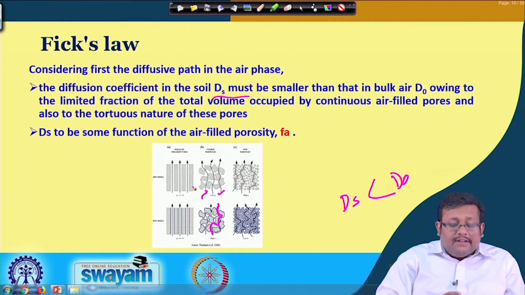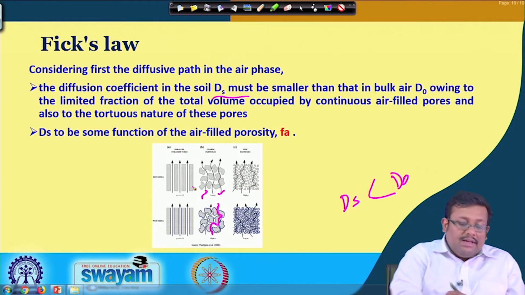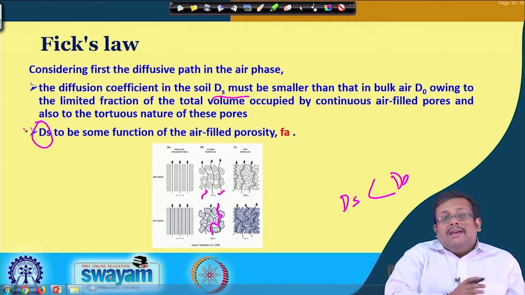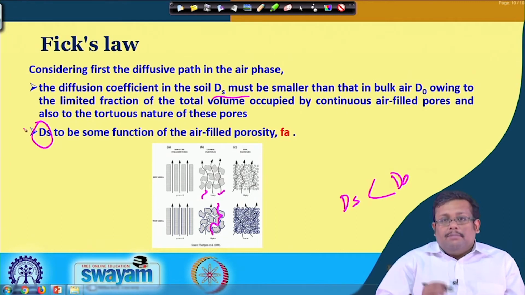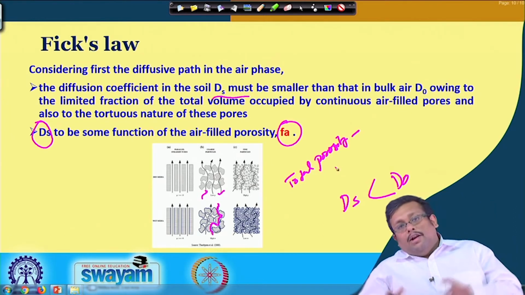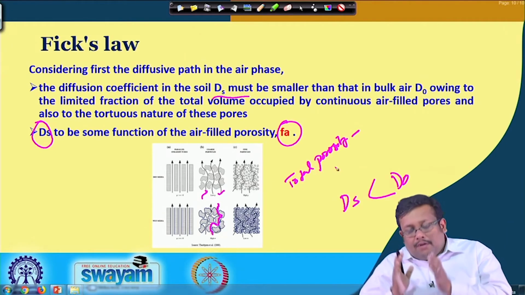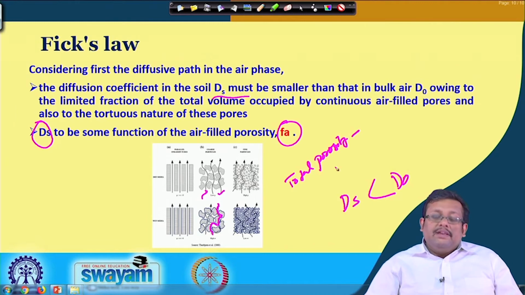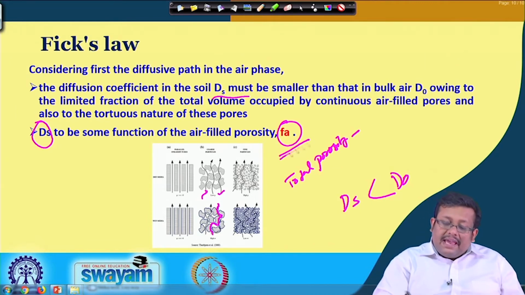As a result of this phenomenon, Ds, the diffusion coefficient in the soil, has to be a function of the air filled porosity. Now, what is air filled porosity? You know the total porosity. If you subtract the volume of the pore space which is occupied by water from the total pore space, you will get the air filled porosity, which we denote by Fa.